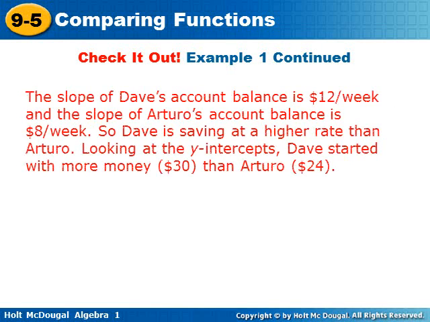The slope of Dave's account balance is $12 per week, and the slope of Arturo's account balance is $8 a week. So Dave is saving at a higher rate than Arturo. Looking at the y-intercepts, Dave started with more money, $30, than Arturo, who started with $24.